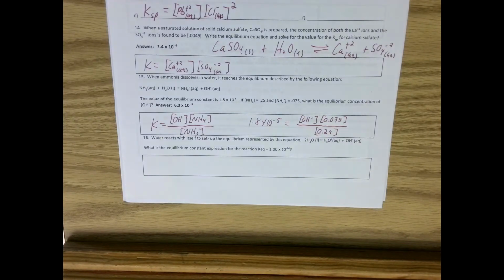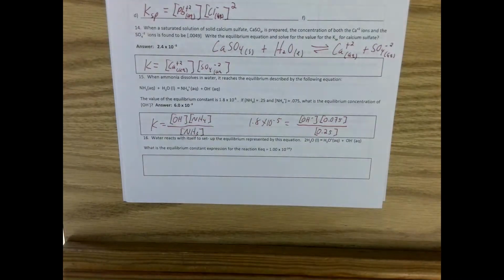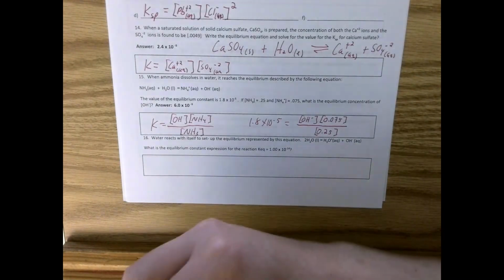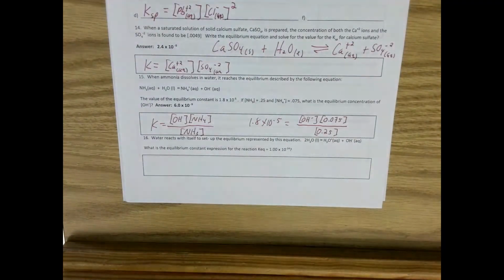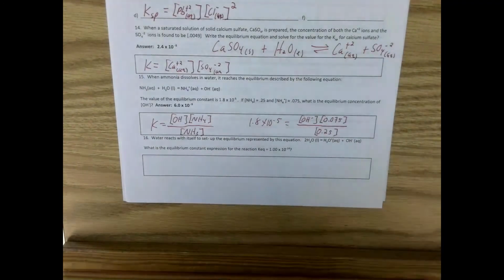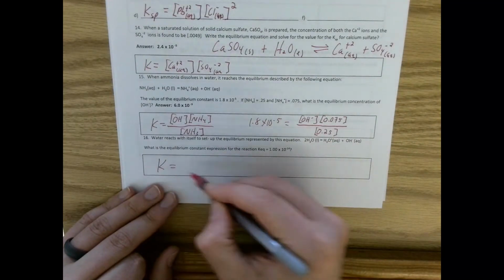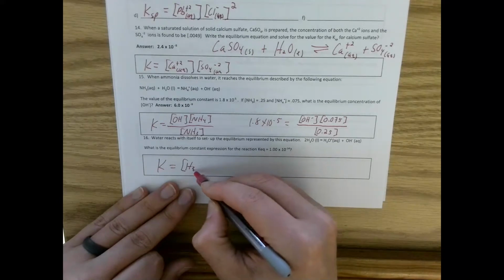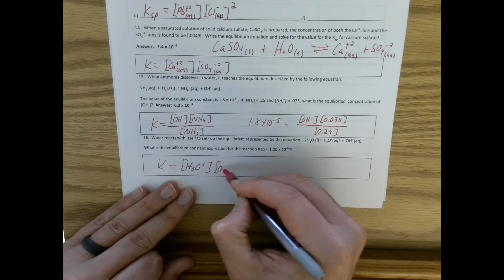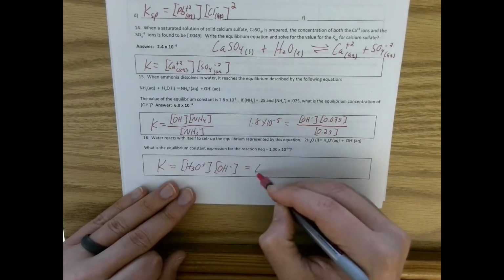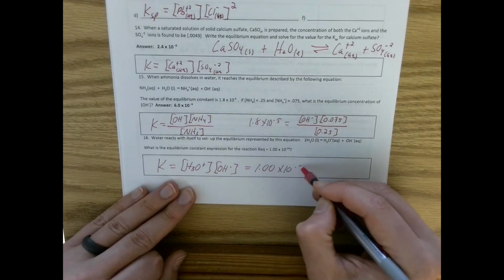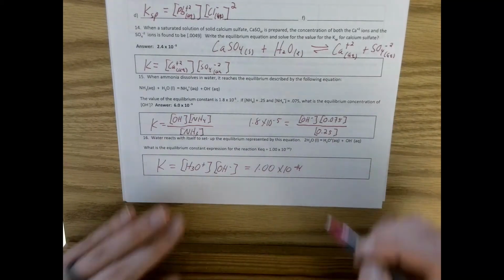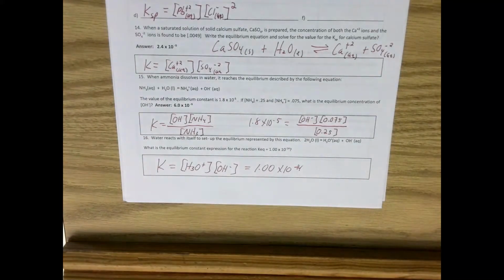So then for 15, it says water reacts with itself to set up the equilibrium expression that follows, and it gives it to you. What is the equilibrium constant expression? And it gives you the value for K. So we can just say K equals concentration of H3O plus times concentration of OH minus equals 1.00 times 10 to the negative 14. And that's on there because we're going to use that a lot in the next chapter. That reaction's the basis of the whole next chapter we're going to do. So we'll start off with that.